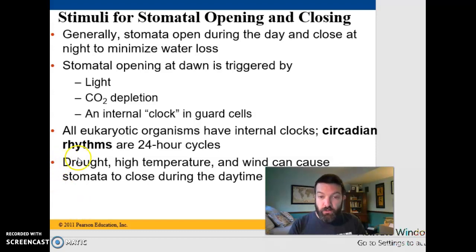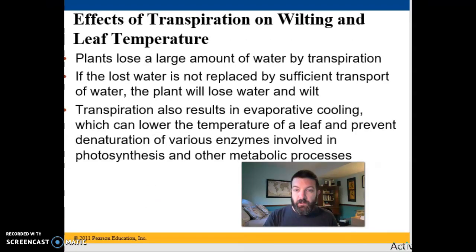Also, drought or extremely high temperatures or wind, which all can exacerbate evaporation of water, can cause stomata to close even during the daytime. Because 95% of the water leaves, plants lose a lot of water through transpiration, and if it's not replaced, plants will lose water, they'll wilt, and they won't be able to function as effectively. And eventually they'll die. And so it's very important for plants in dry areas to be able to conserve water.